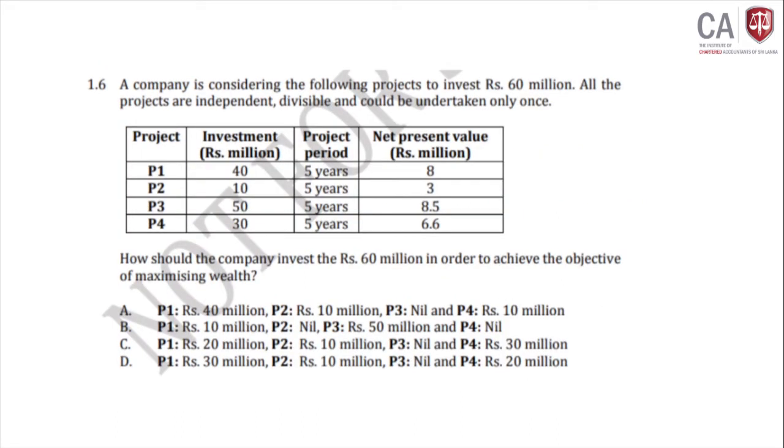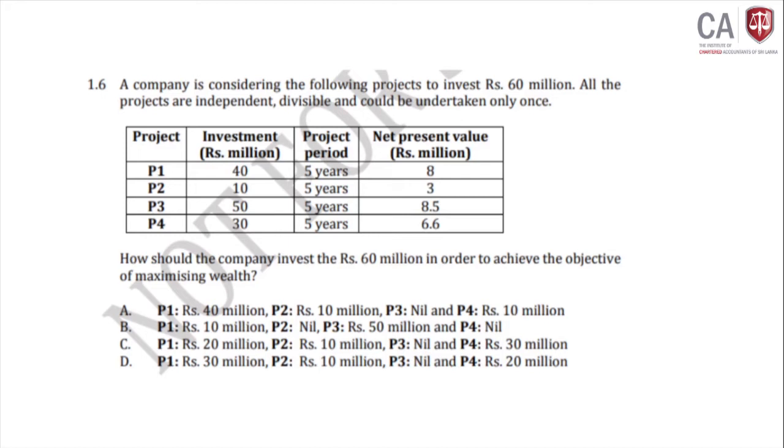So, let's go to 1.6. This is about investments from the long-term decision-making area. How should the company invest 60 million in order to achieve the objective of maximizing wealth? We have 60 million. All the projects are independent and divisible.